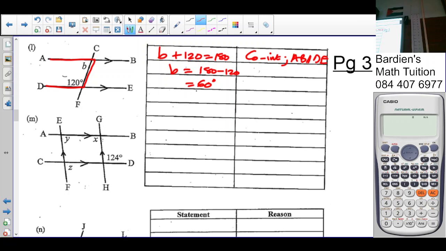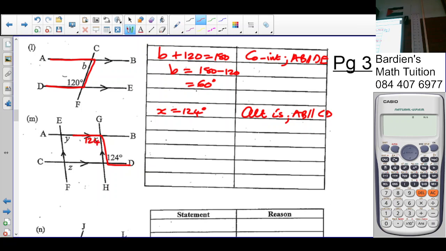Okay. Let's look at M. Are you going to calculate X? Alternate angles. Not so. So X is equal to 124 degrees. Why? So these are alternate angles, with AB being parallel to CD. So that's 124.